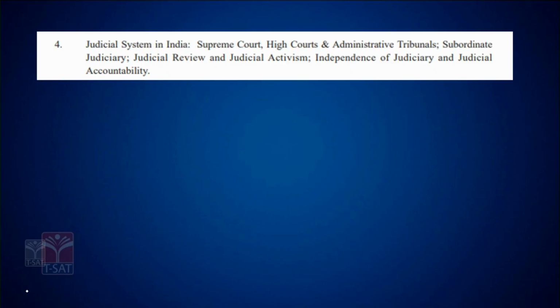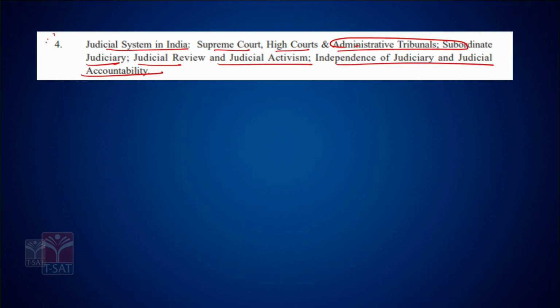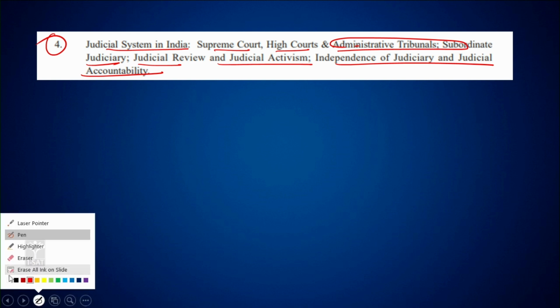These are the topics we already started in the last class in relation to the judicial system in India. This topic consists of the Supreme Court, High Court, Administrative Tribunal, Subordinate Judiciary, judicial review, judicial activism, independence of judiciary and judicial accountability. With respect to these topics, we have already completed a few mains questions. Let us today see some more questions. Look at the first question.